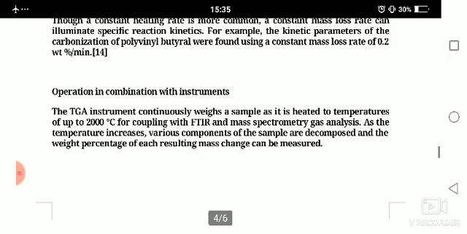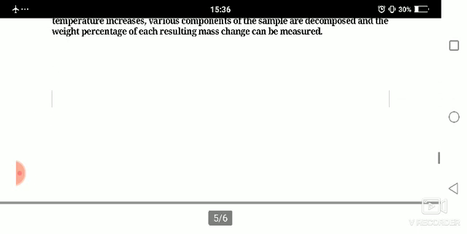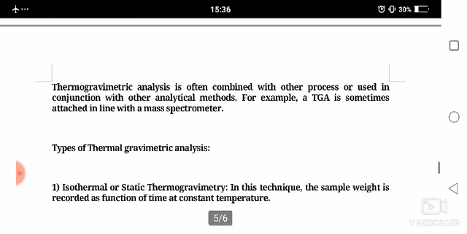The thermogravimetric instrument continuously weighs a sample as it is heated to temperatures of up to 2000 degrees Celsius for coupling with FTIR and mass spectrometry. Gas analysis. As the temperature increases, various components of a sample are decomposed and the weight percentage of each resulting mass can be measured. Thermogravimetric analysis is often combined with other processes or used in conjunction with other analytical methods. For example, TGA is sometimes attached in line with a mass spectrophotometer.